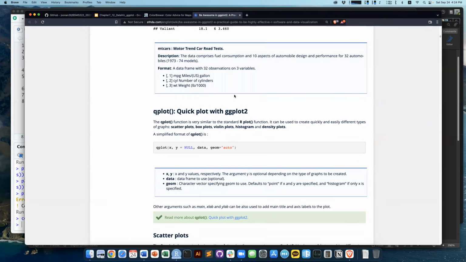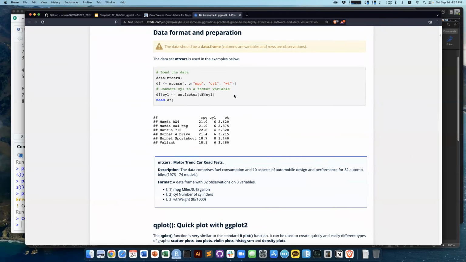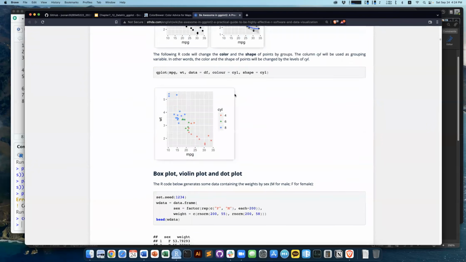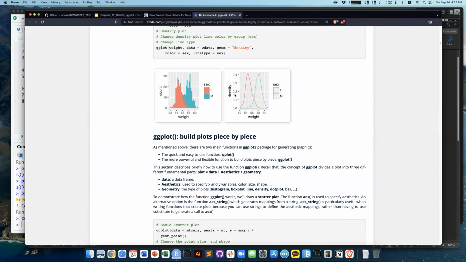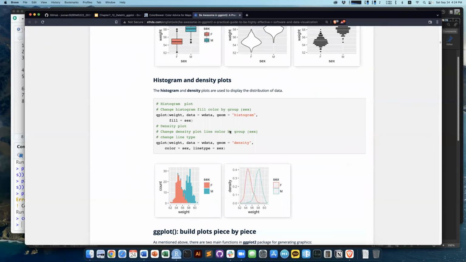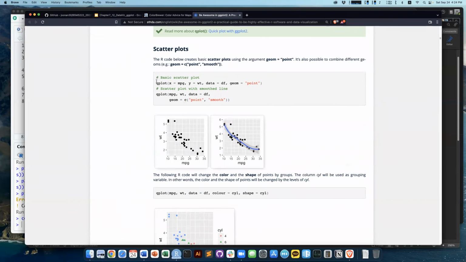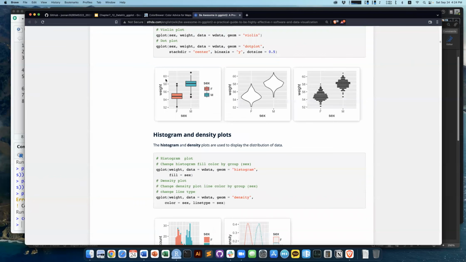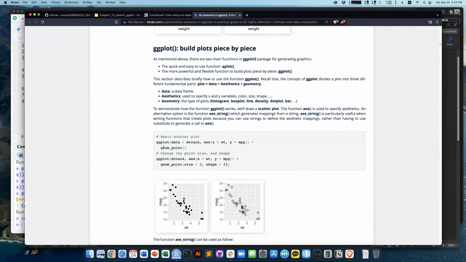So what is the basic structure of ggplot that we'll cover here? Before ggplot, they explain qplot, but don't use qplot. qplot is quite the quickest way to do plotting, but in the end you're going to use ggplot anyway, so don't use qplot. It's way better to practice with ggplot.